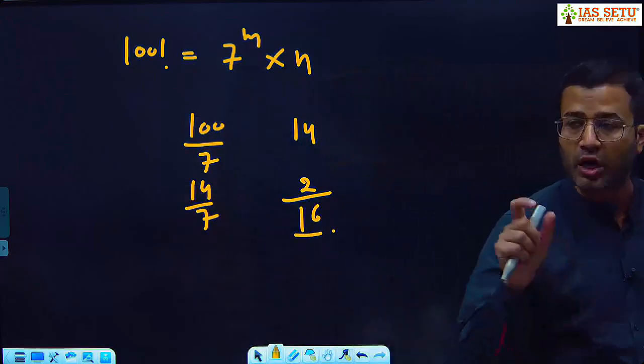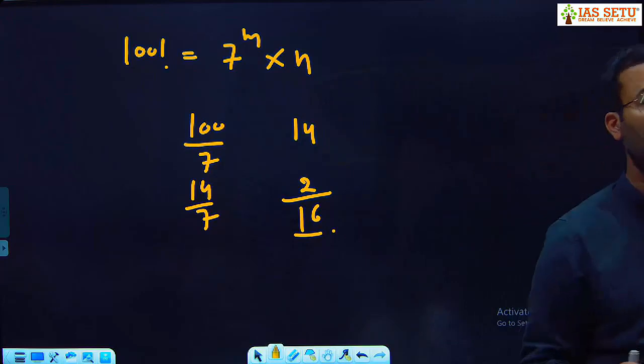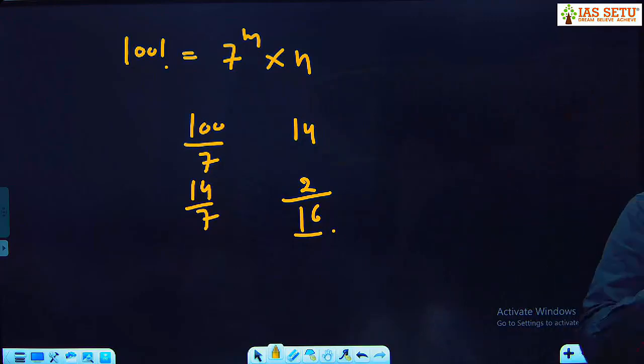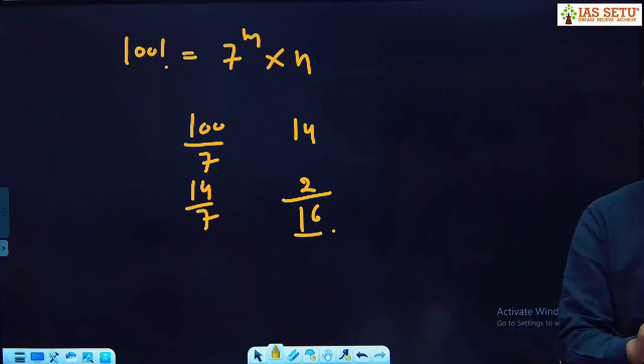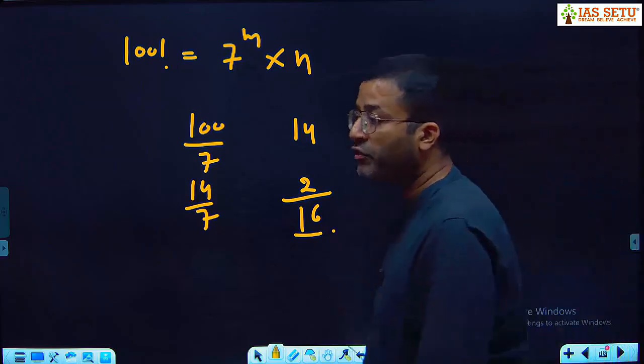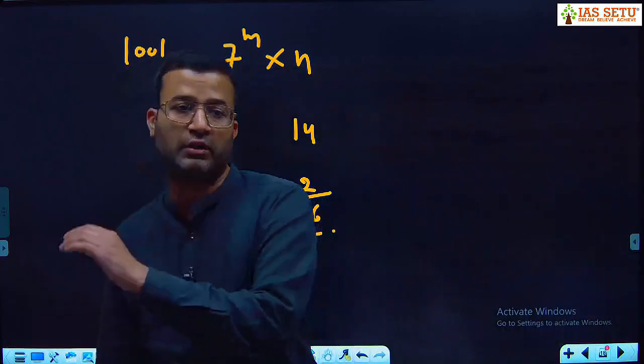So if you have to check how many 7's, you have to divide by 7. If you have to check how many 2's are there, you have to divide by 2. If you have to check how many 3's, divide by 3. If you have to check how many 5's, divide by 5.